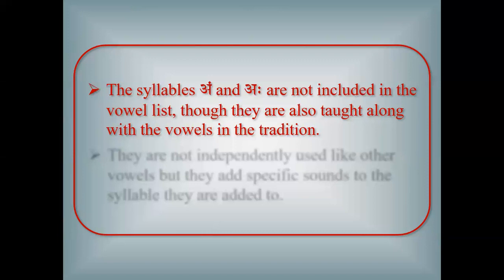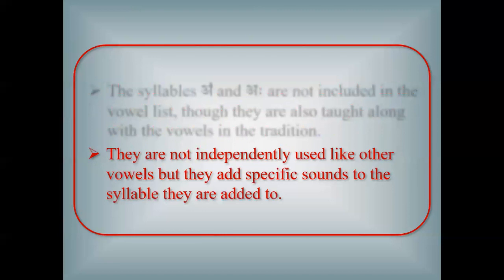So this Anuswara and Visarga come along with the vowel and take the sound of the vowel. They are not used independently like vowels, but they have sounds specific to the vowel along with which they are added. When we read words, you will understand further how it is pronounced. I give these examples just to give you an idea of how Anuswara and Visarga are pronounced. You will see when we start reading words.